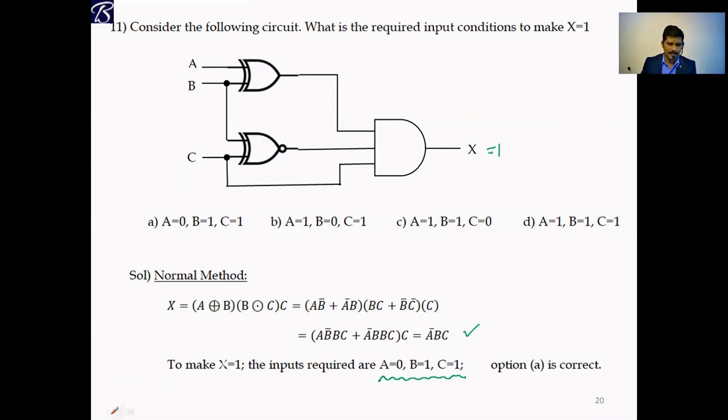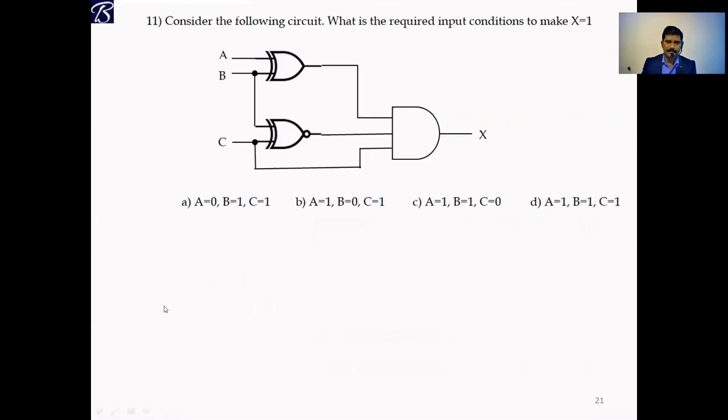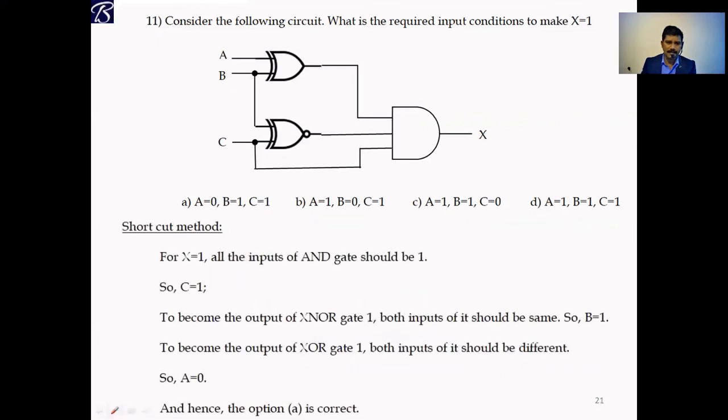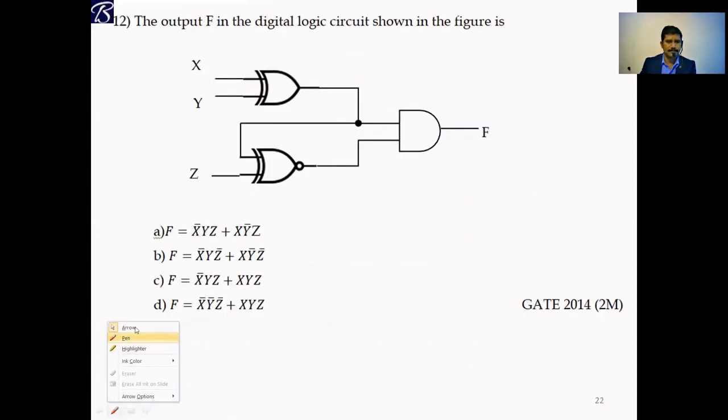And the second method, the observation method, can also be done. See here, this is the shortcut method, the observation method. Please note down this one. Let us move to the second problem. We need to find out this F. This question was asked in GATE 2014 for 2 marks.